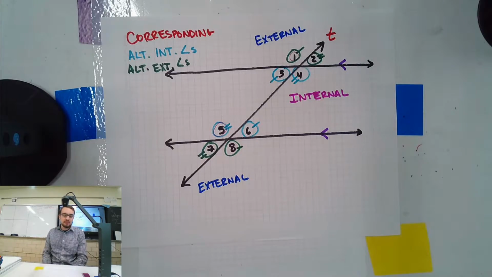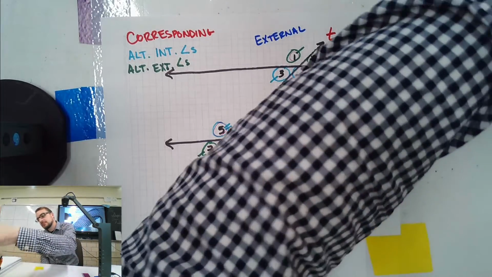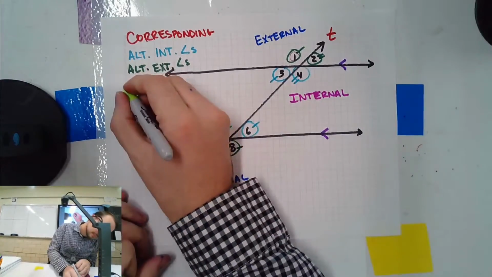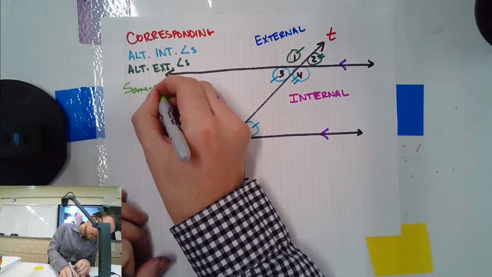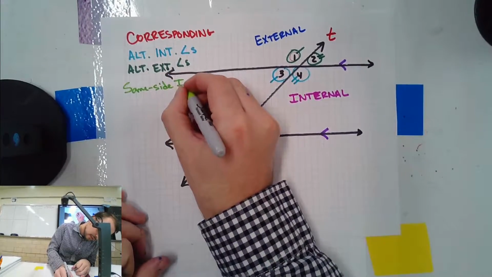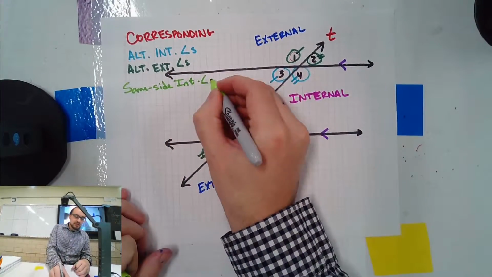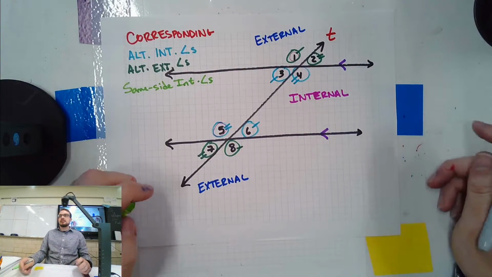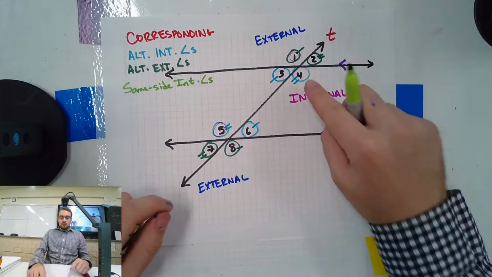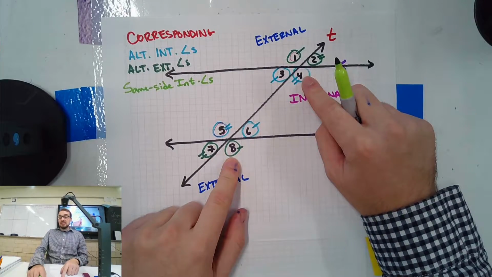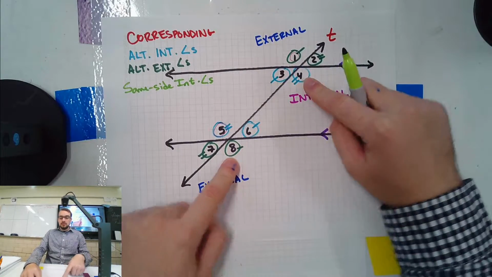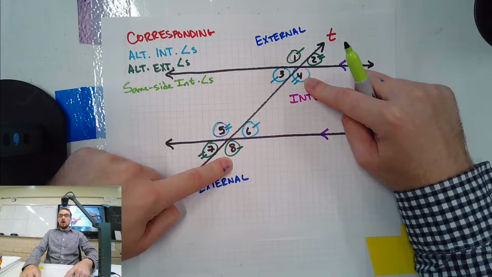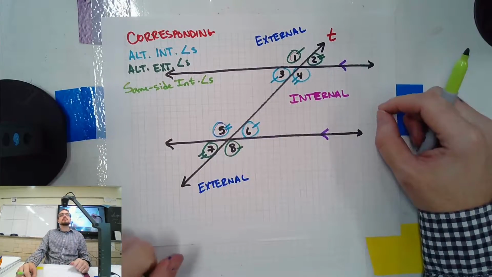Let's talk about same side interior. Let's use light green. Same side interior angles. Somebody give me an example of same side interior angles. I haven't taught you them yet, but give me an example. Same side interior. 4 and 8. 4 and 8 are both on the same side of the transversal, but are both in the interior. Ooh. No! One's on the exterior.